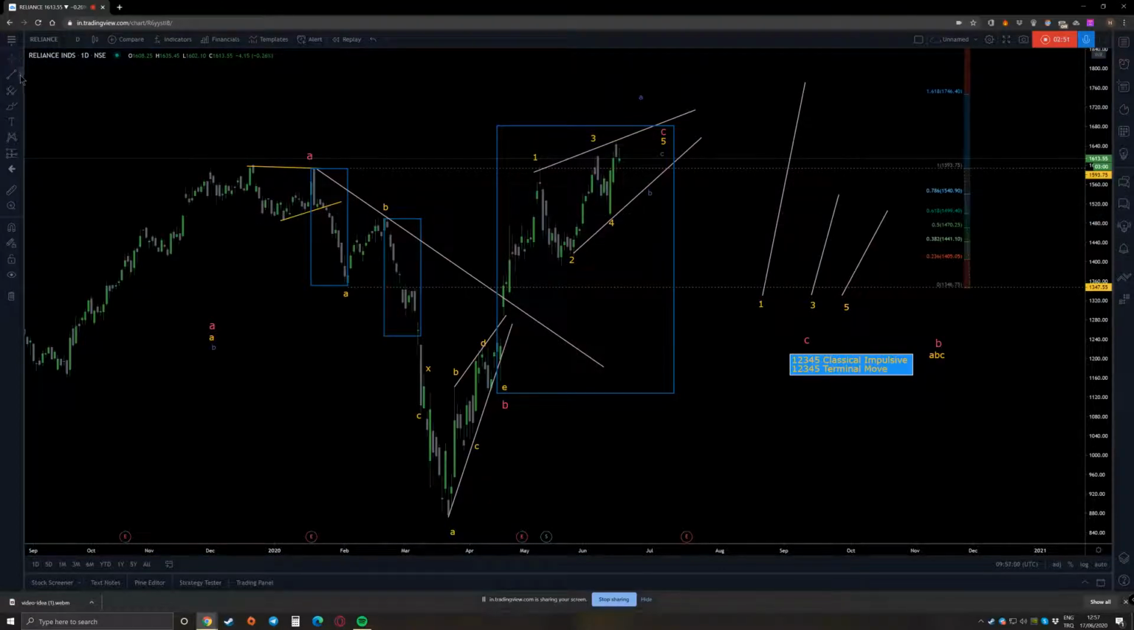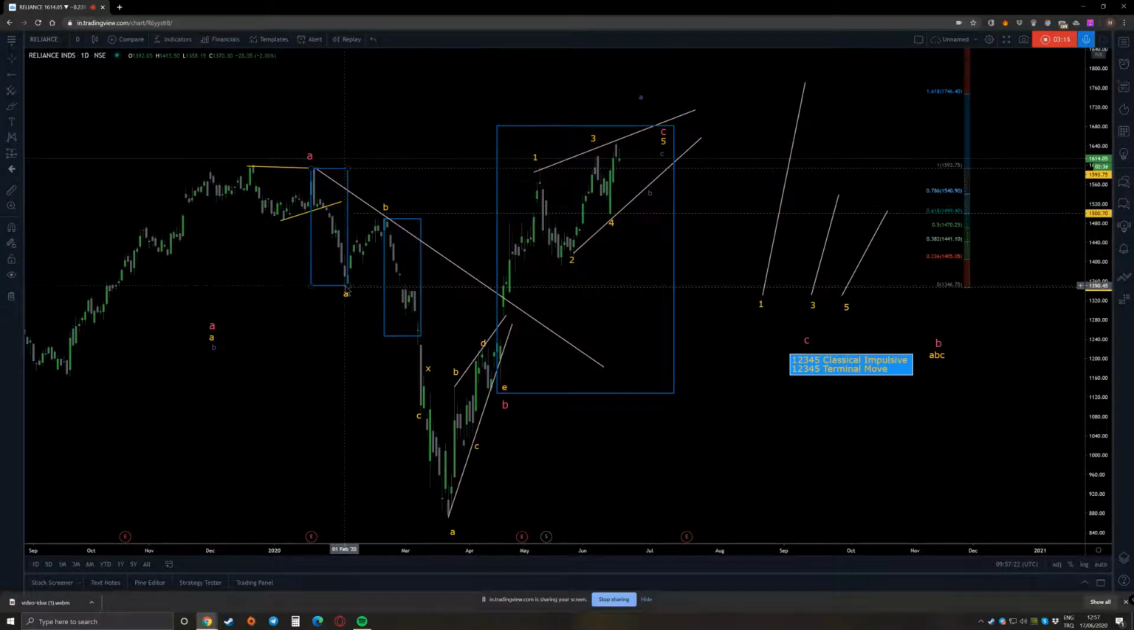Okay, so let me take this horizontal ray again. Look, this level is what's important for me. Look, as you can see, the B wave is less than 618. So what does it mean? It means that this move has to be a zigzag, okay? Because if it was a flat, it should have ended above the 618, okay?